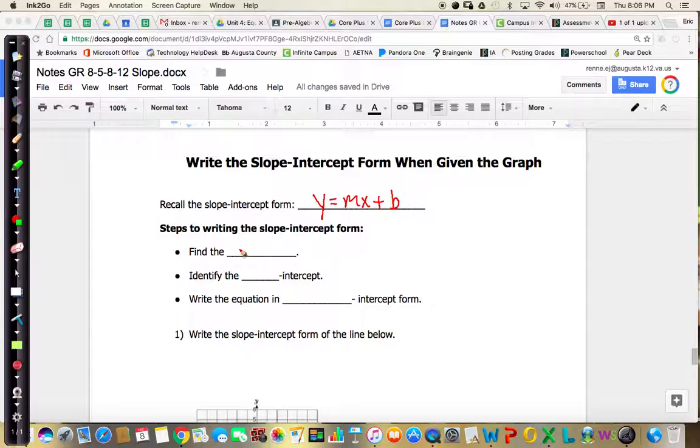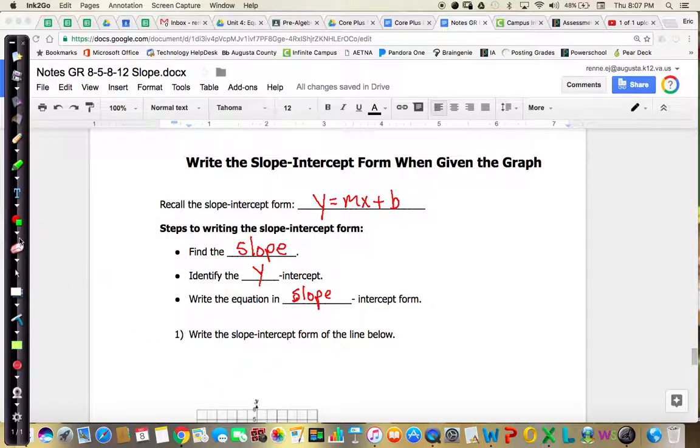So our first step is to find the slope. And remember, how many points do we need to find the slope? That's correct, just 2. So the next step is to identify the y-intercept. And the third step is write the equation in slope-intercept form. And this is an S. I know it looks kind of sloppy.